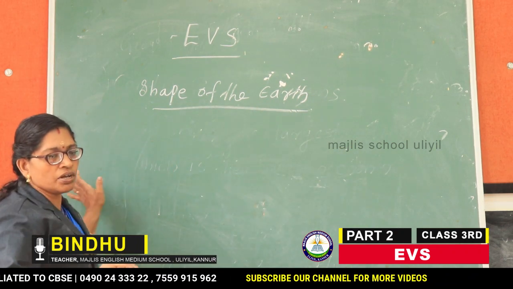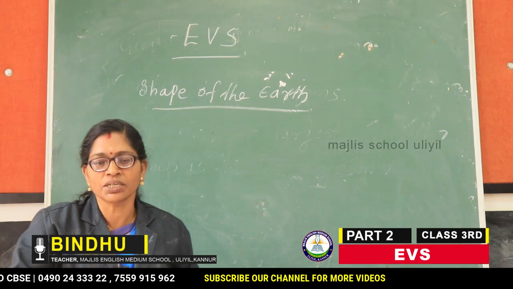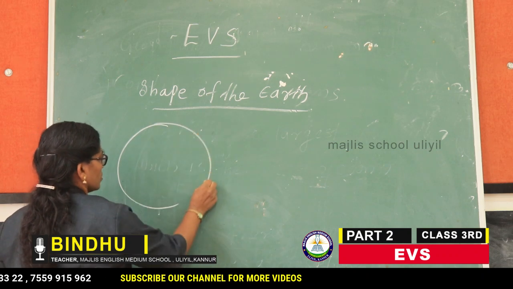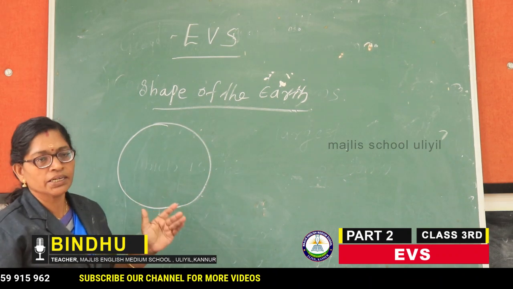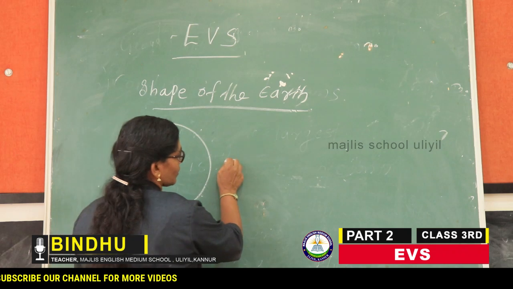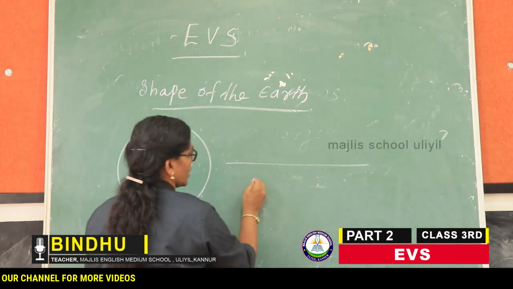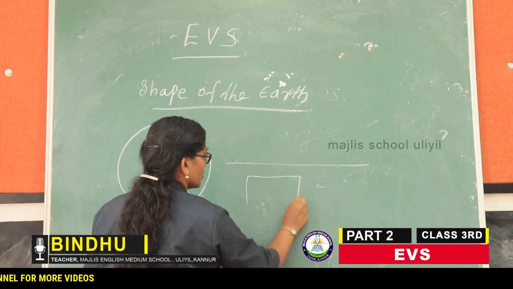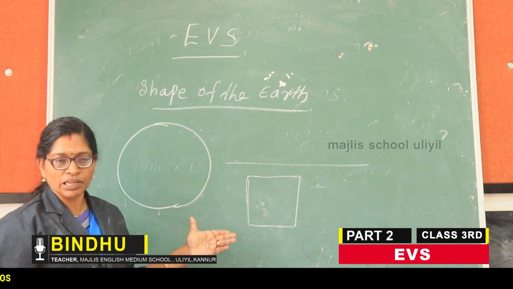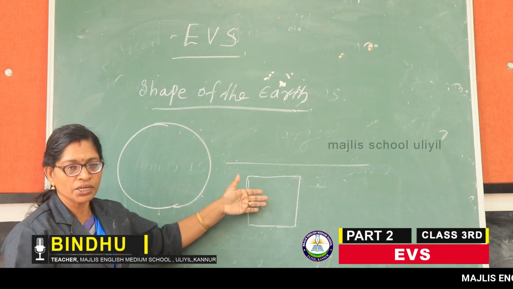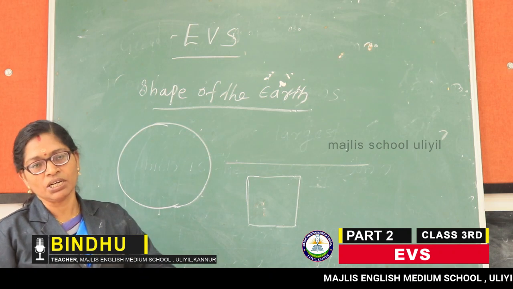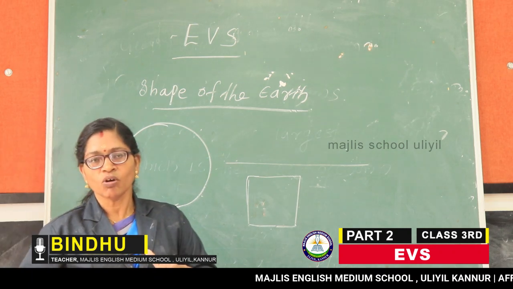Today we study about the shape of the earth. The shape of the earth is round. But in ancient times, some of them believed that it is flat. Some of them believed that the earth is square in shape. Then, if they traveled in one direction for a long time, they would fall off.